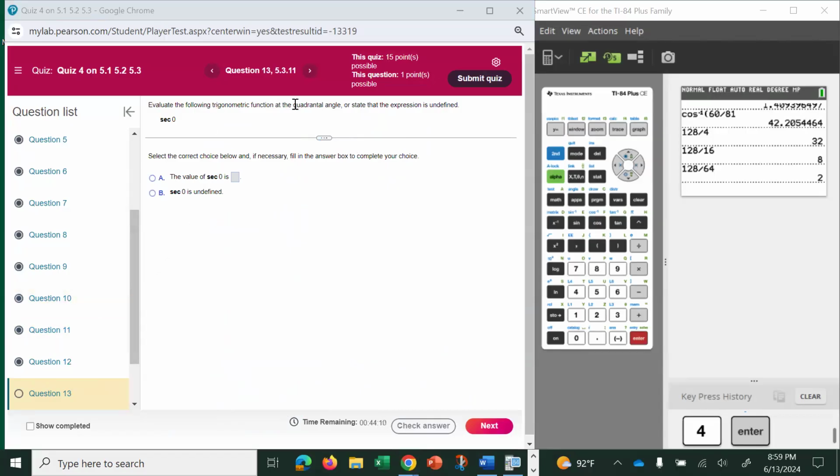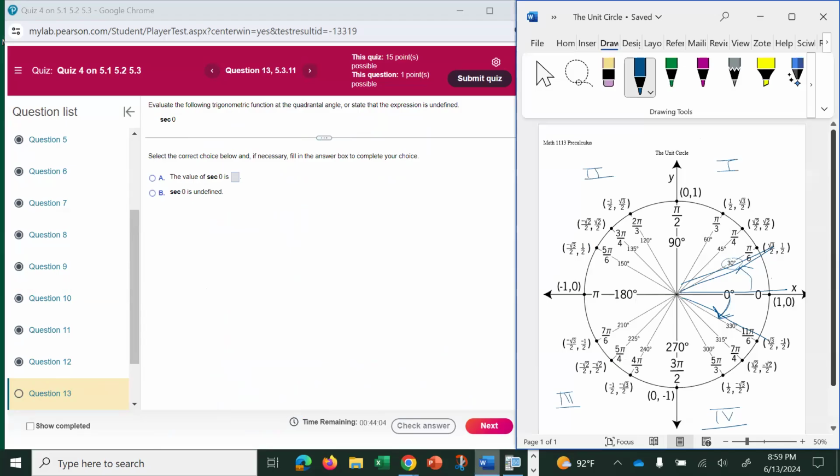Evaluate the following trig function and state whether the expression is defined. For this one, you can use your unit circle, the unit circle that I've posted in the week 4 module. So secant 0 is, if you look at the angle 0, secant is going to be, let me rewrite it here.